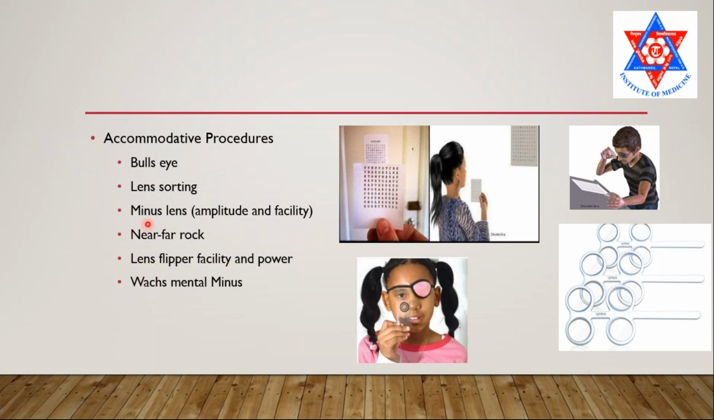So these are the basic accommodative procedures that we can incorporate in our practice for improving the accommodative status of the patients: the bullseye, the lens sorting, the minus lens, near far rock, and the lens flipper, which helps to improve facility and also stability. And the next one is watch mental minus.